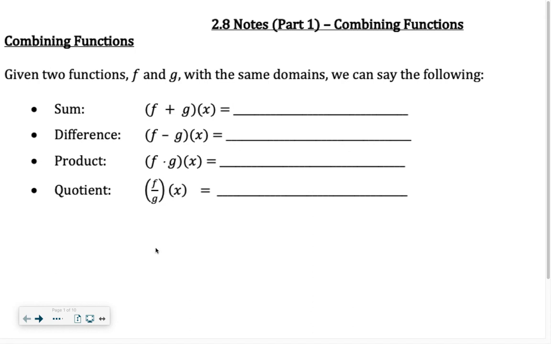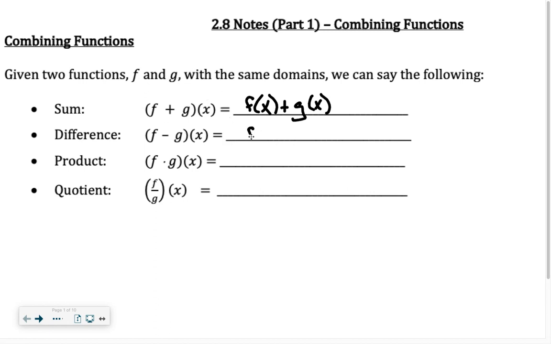All right, in the first part of 2.8, we are going to talk about combining functions. So that's going to look like adding, subtracting, multiplying, and dividing two different functions. With this notation, all this means is I'm taking the function f of x and adding it to the function g of x. That's what this notation means.